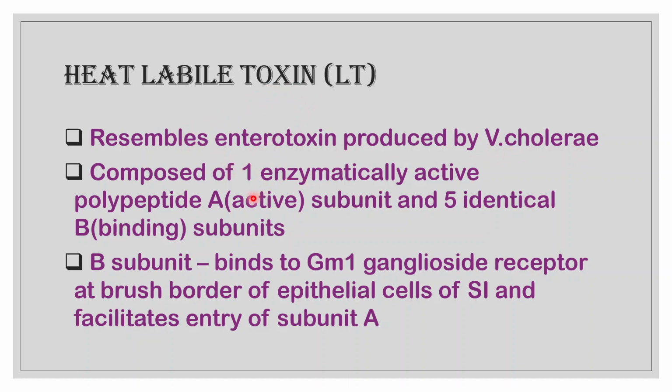cholerae. They are composed of one enzymatically active polypeptide A. A stands for active subunit, and five identical B subunits. B stands for binding. So the B subunit's work is mainly to bind to the GM1 ganglioside receptor at the brush border of the epithelial cells of the small intestine, and thus it facilitates the entry of subunit A.